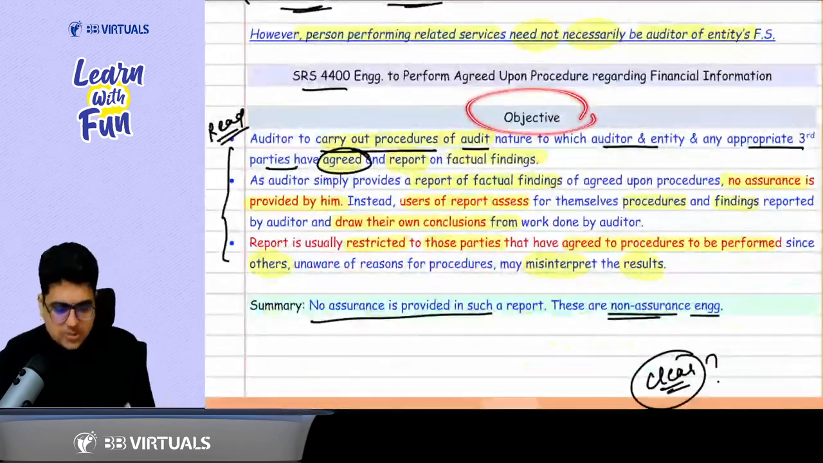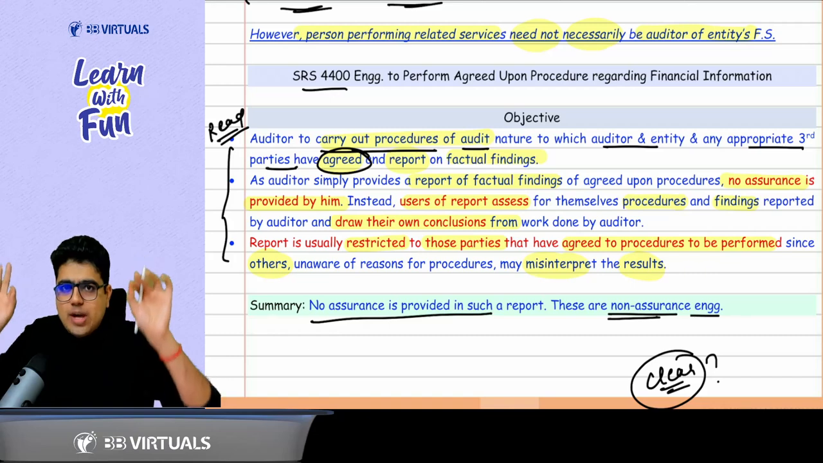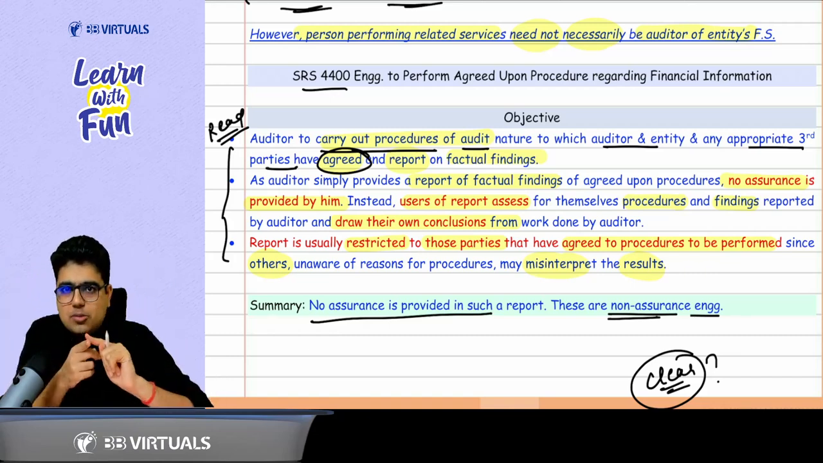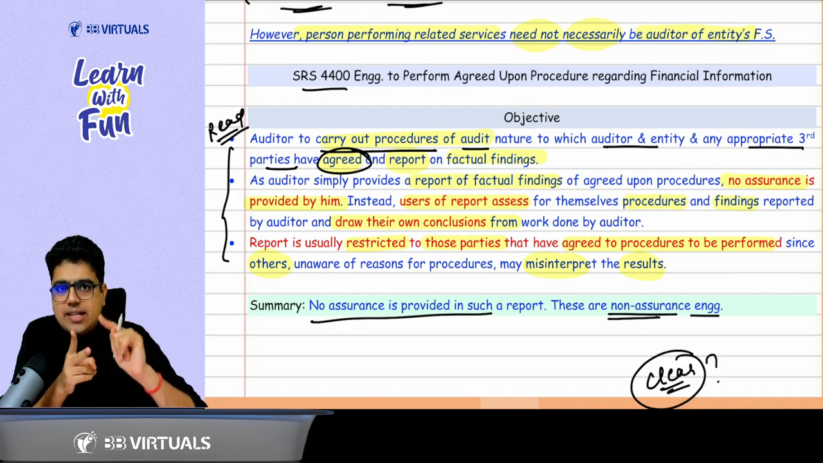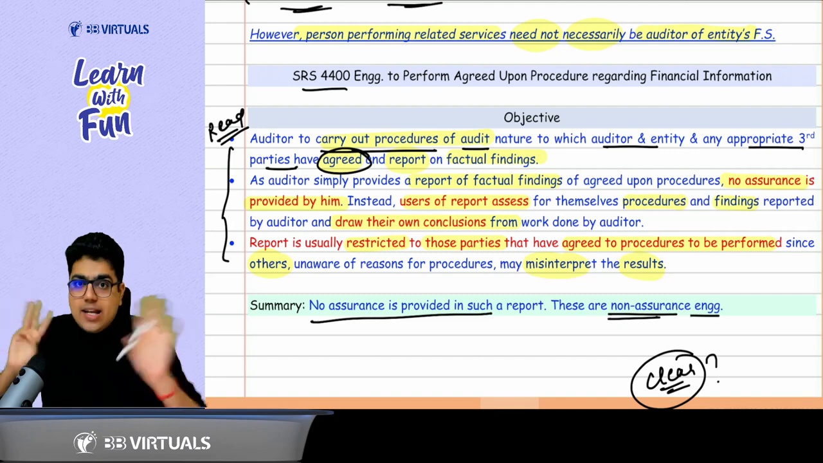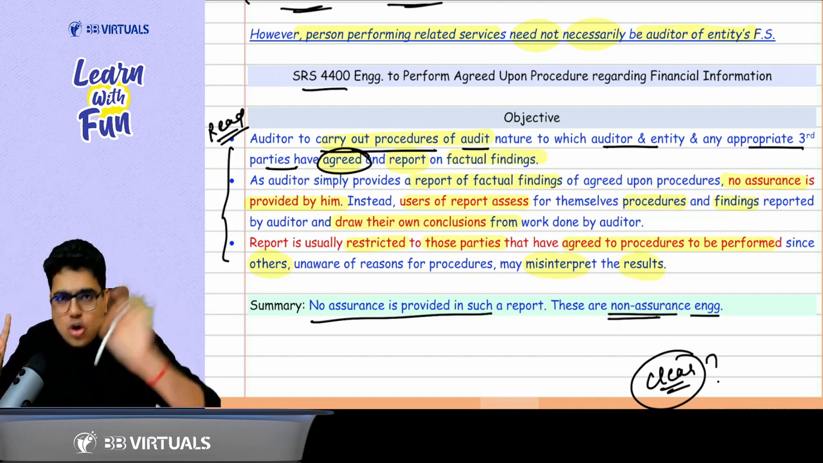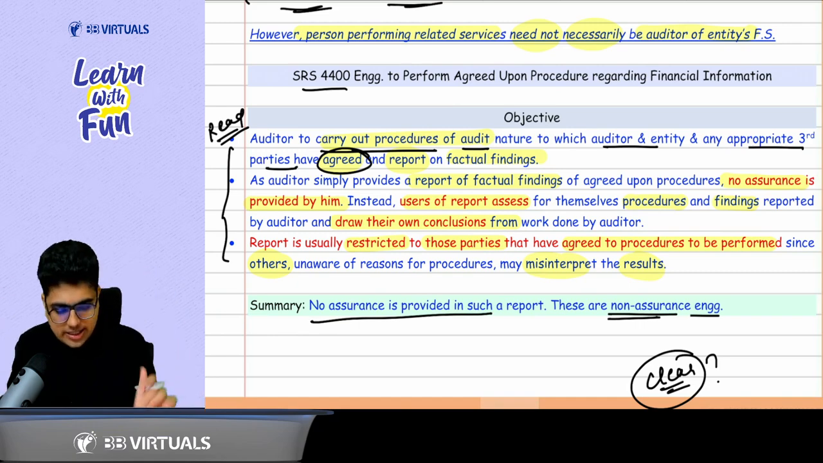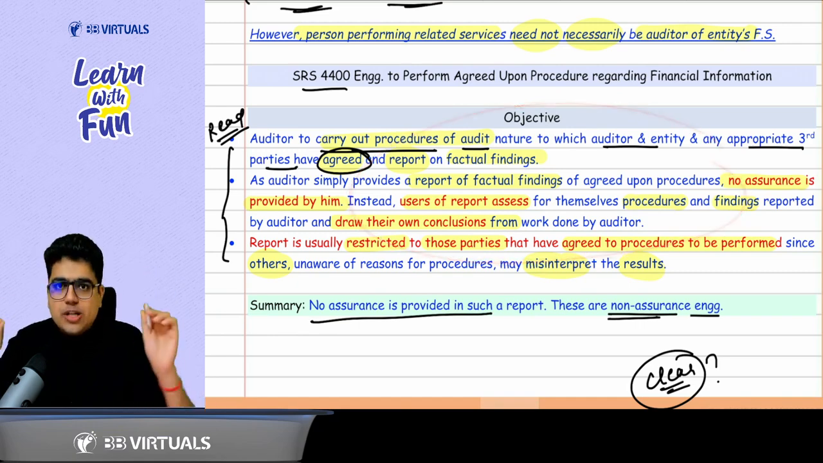Now, sir, what is the objective? As I already told you, you have to agree and perform the procedures. Based on the procedures, report the factual findings. Sir, do we have to give the opinion? No, no opinion. Sir, why no opinion? Because it is not an assurance engagement. So these are the basic points you need to remember.